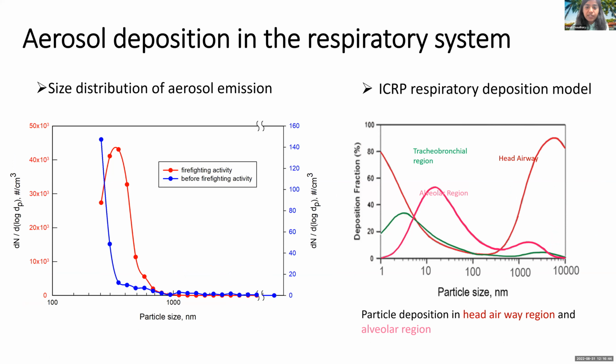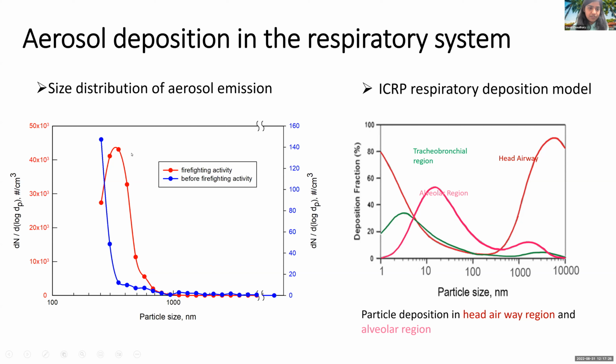From aerosol science, we can actually determine how much of the aerosols would deposit in the respiratory model. First, in order to understand where particles will deposit in your respiratory system, we need to understand the size distribution of the aerosols. You have two curves here: the axis for the red curve is on the left, and the axis for the blue curve is on the right. The red curve represents the firefighting activity, like the active fires, and the blue curve represents before firefighting activity.